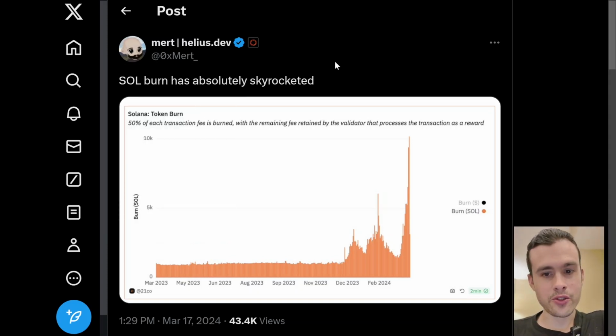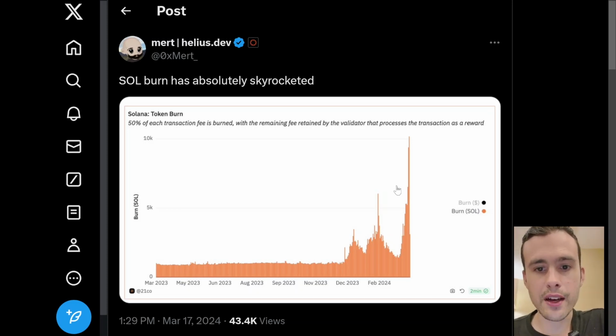Solana's been burning like crazy. In terms of burning, it's taking tokens out of circulation, so they can't be interacted with, they can't be bought, they can't be sold. Well, it's essentially a buy, and it's just permanently burnt, so it can never be sold ever again. This is crazy. Look at this. It's a huge spike in burnt SOL, and this would be from some probably new meme coin projects and stuff as well, but also because 50% of each transaction fee on Solana is burnt, and the remaining fee is retained by the validators who process each transaction as a reward.